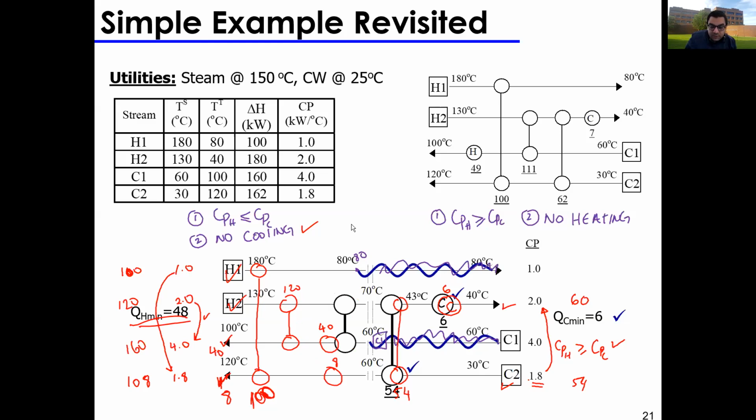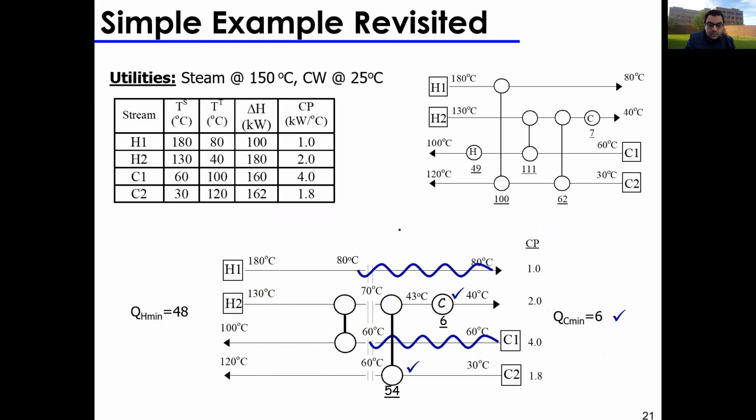Okay, let me erase everything on this slide so that you can see what's going on. So we connected 2 to 4. CP again here, CP hot has to be less than or equal to CP cold, and here CP hot has to be greater than or equal to CP cold. There is no cooling here, there is no heating here.